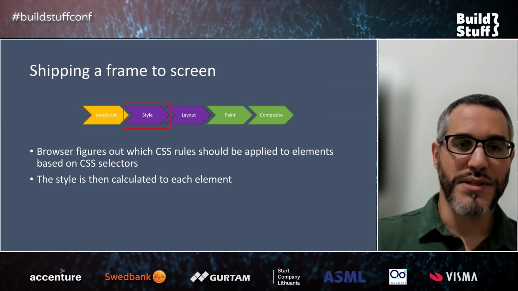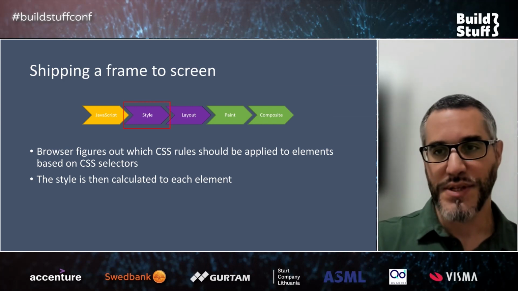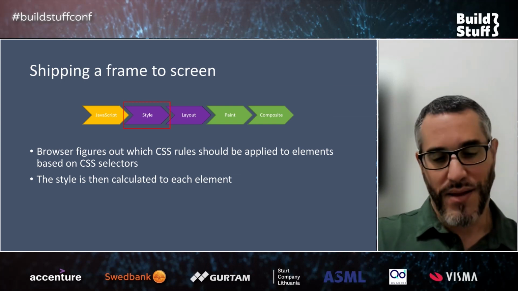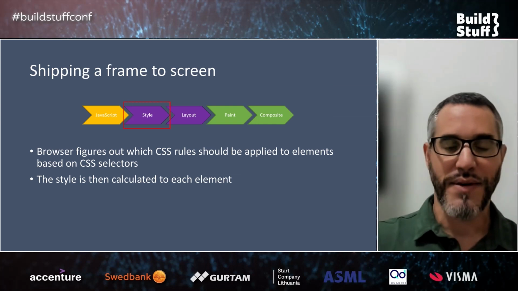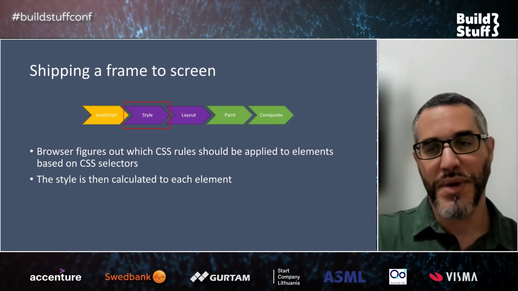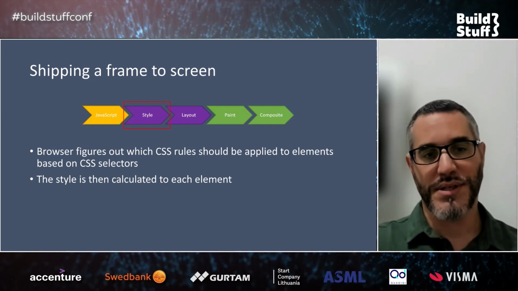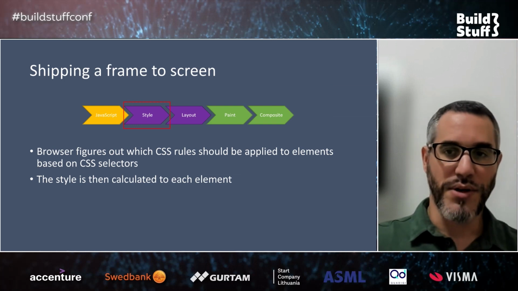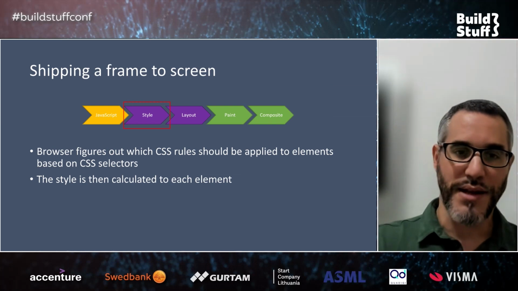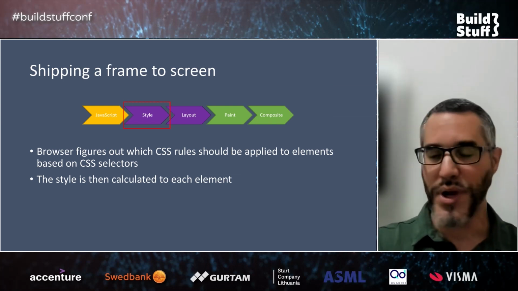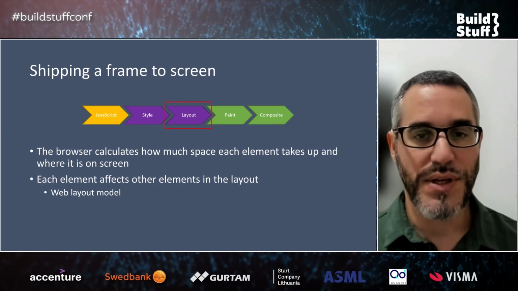In the second step of the pixel pipeline, which is called style, the browser is going to create the CSSOM. CSSOM is an object model that is created to represent, for each and every element, the CSS rules that should be aligned to that element. How does the browser know how to do it? Of course, you're writing your CSS with CSS selectors. It is going to use the selectors, the rules that you created, and then align and calculate the style for each and every element.